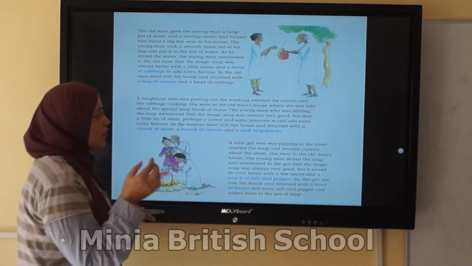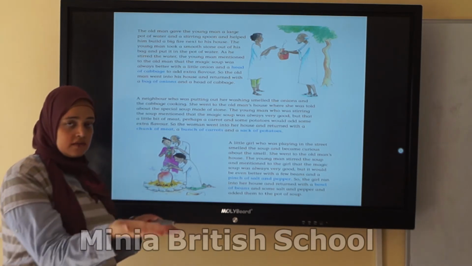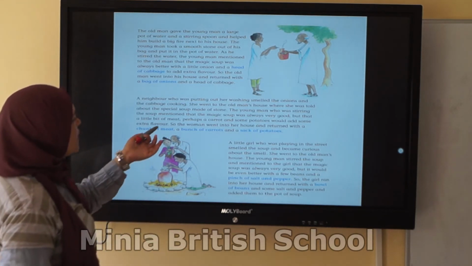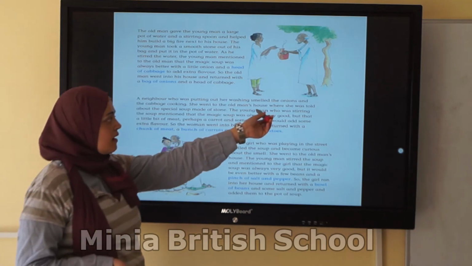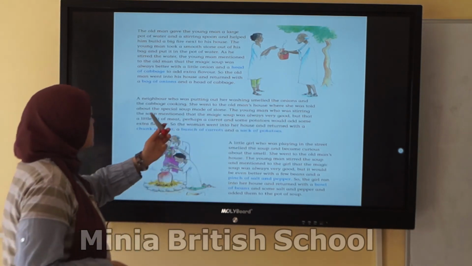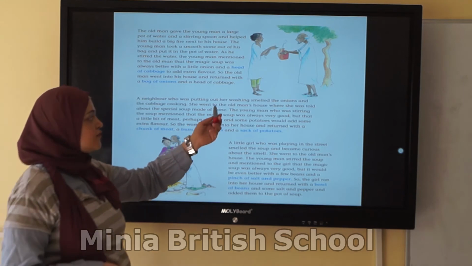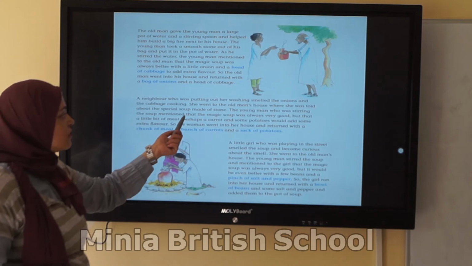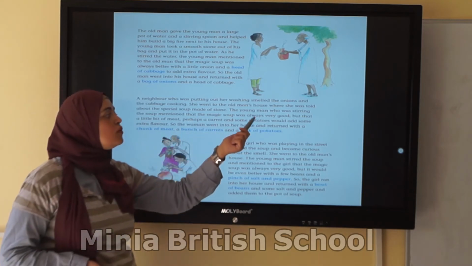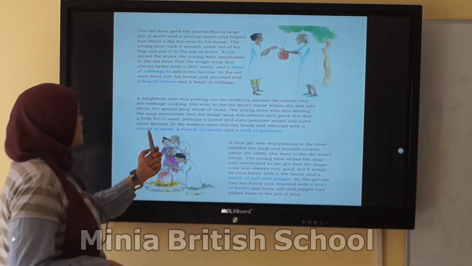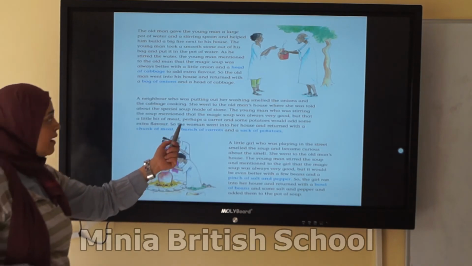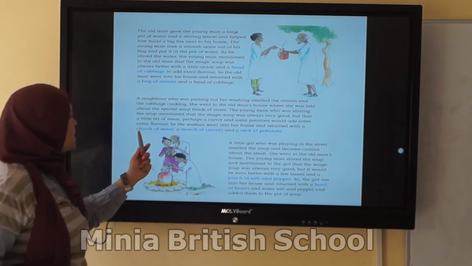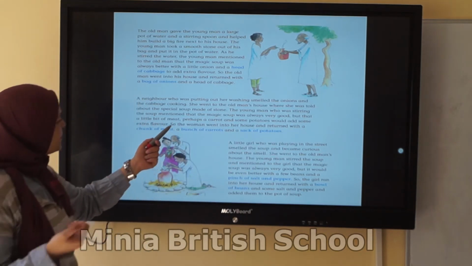this soup, or the smell of the cabbage and the onions, okay, what happened? What happened then? She went to the old man's house where she was told about the special soup made of stone. The young man who was stirring the soup mentioned that the magic soup was always very good, but that a little bit of meat, perhaps a carrot and some potatoes, would add some extra flavor, extra taste.